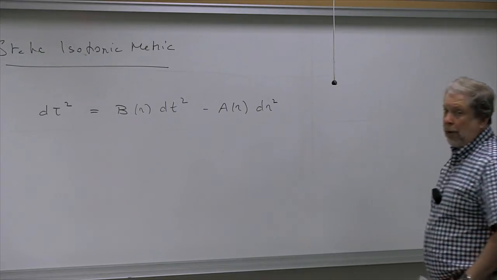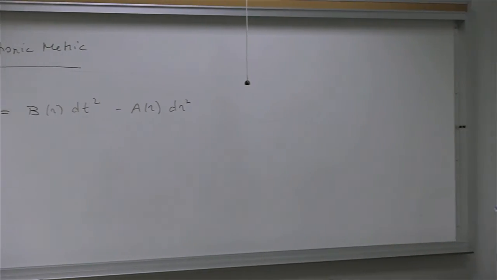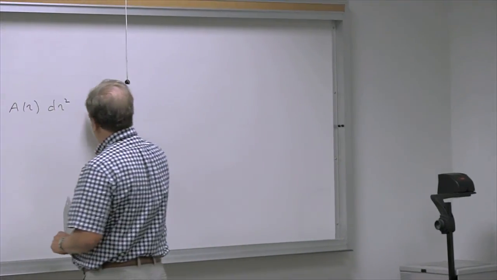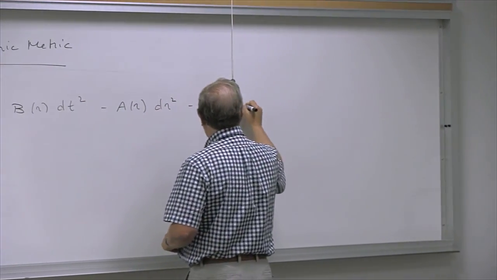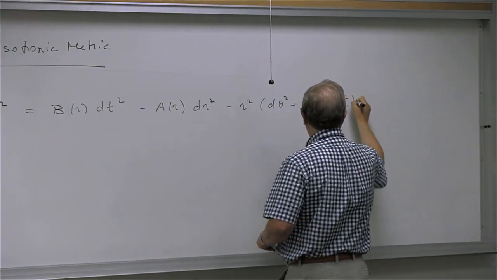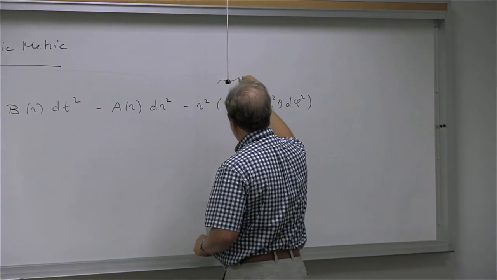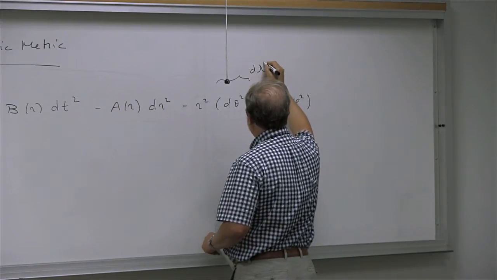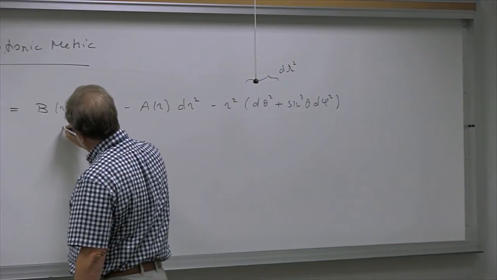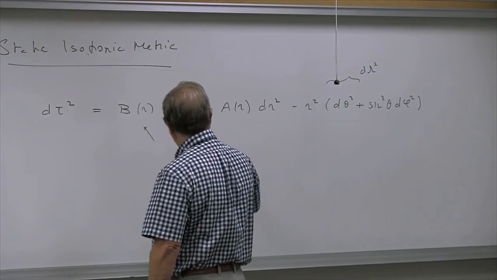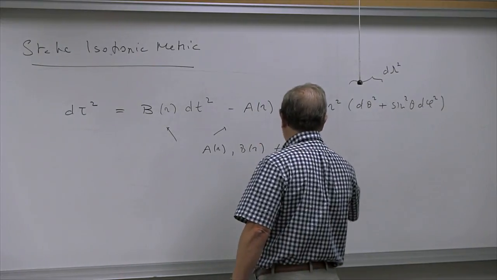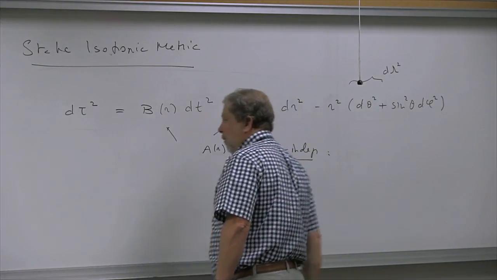And then plus the angular part. Because we're assuming that you have spherical symmetry, the angular part is simple: minus r squared times d theta squared plus sine squared theta d phi squared. So this part here would be described as d omega squared, for example. The point is that B of r and A of r are t independent, time independent.